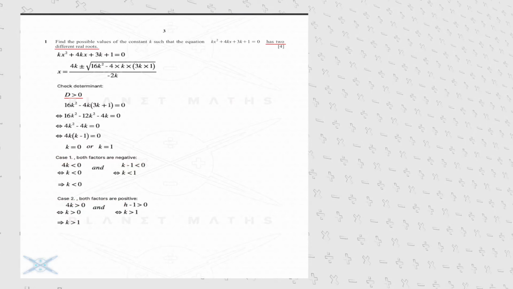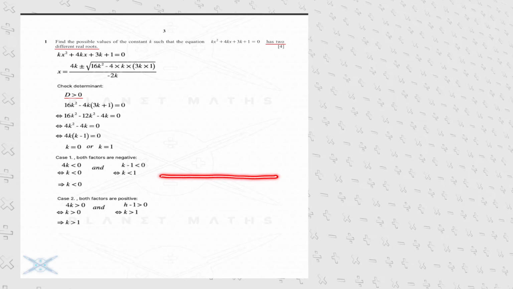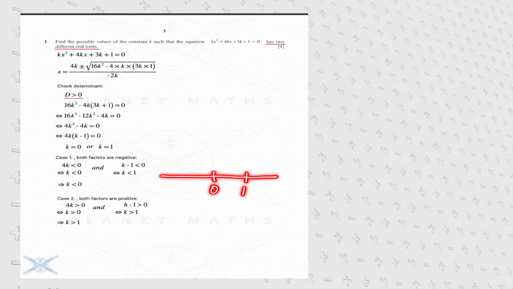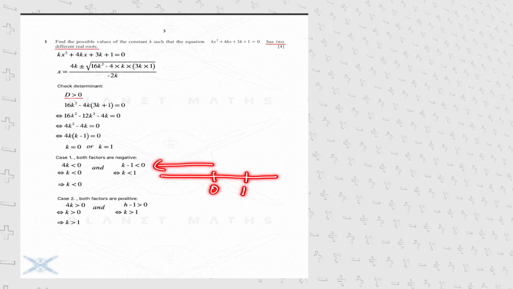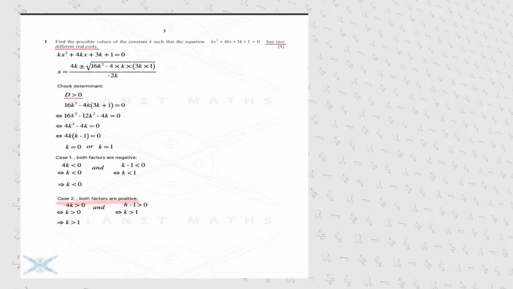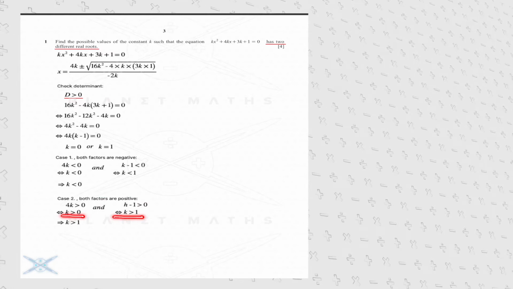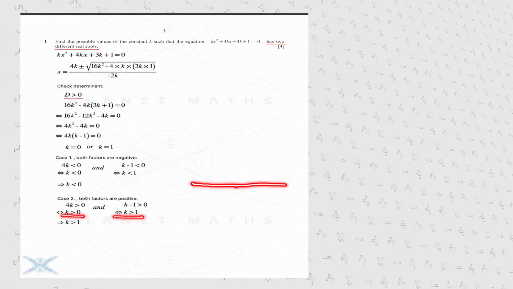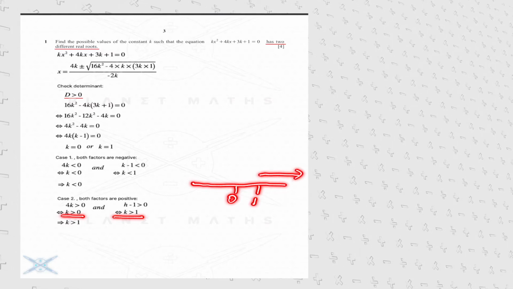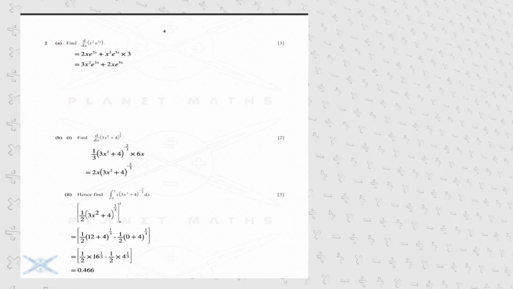So in the first case, either k is less than 0 or k is less than 1. And looking at the number line, to indeed make sure that both factors are negative simultaneously, the value for k must be less than 0. Similarly for case 2, where both factors need to be positive, in the first instance we determine that k needs to be larger than 0 or k needs to be larger than 1. And again, looking at our number line to ensure that both factors are simultaneously larger than 0, they need to be larger than 1.